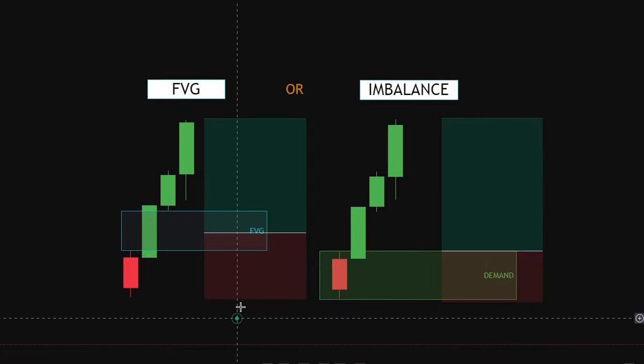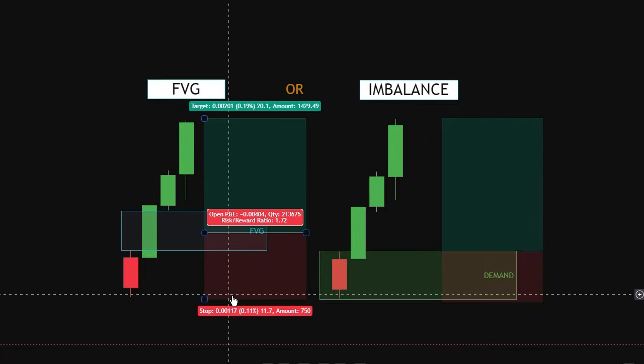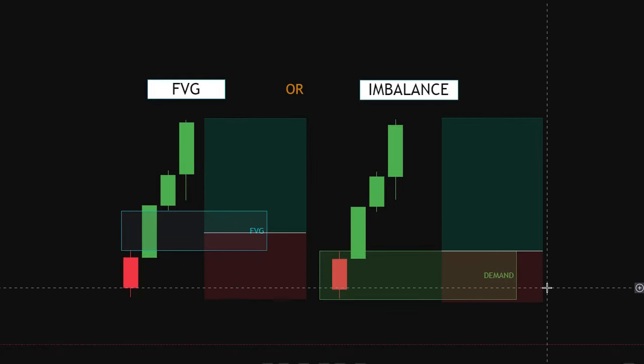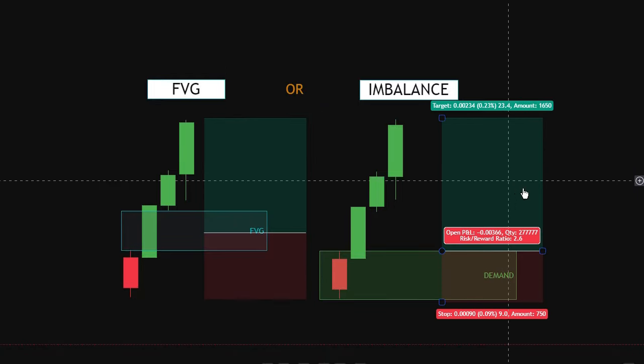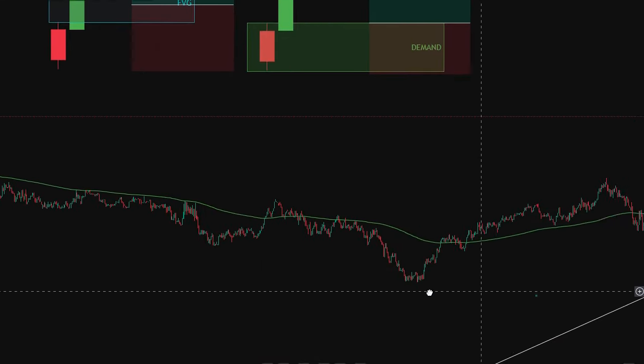So this is how the imbalance and FVGs work, and you can see for FVG the stop loss is getting bigger and the target is getting smaller. In imbalance we can see a tiny stop loss and a bigger target. So now I will show you how it actually works on the live market chart. So let me forward there.